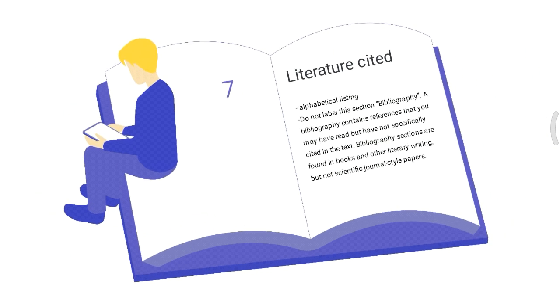The seventh is literature cited. The literature cited section gives an alphabetical listing by first author's last name of the references that you actually cited in the body of the paper. Don't label this section bibliography, because a bibliography contains references that you may have read but have not specifically cited in the text. Bibliography sections are found in books and other literary writing, but not in scientific journal style papers.